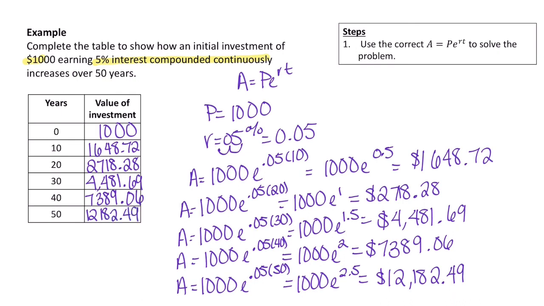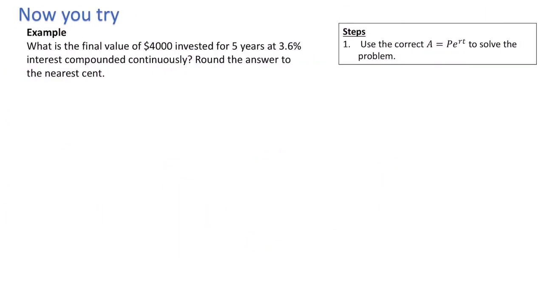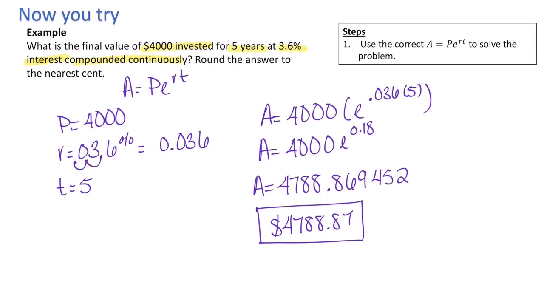So that's how you can use the formula to figure out the value of an investment after different amounts of time. So now you can pause the video and try this example on your own. It says, what is the final value of $4,000 invested for 5 years at 3.6% interest compounded continuously? And it says, round your answer to the nearest cent.